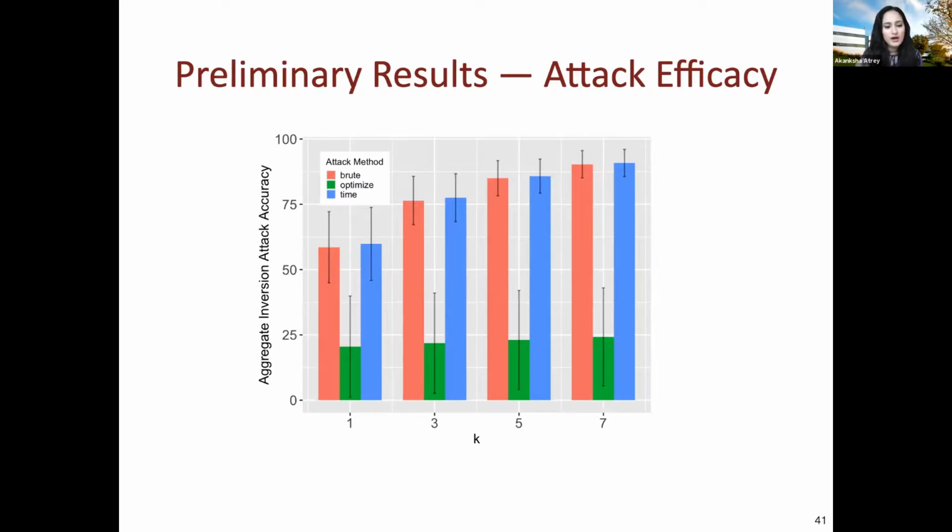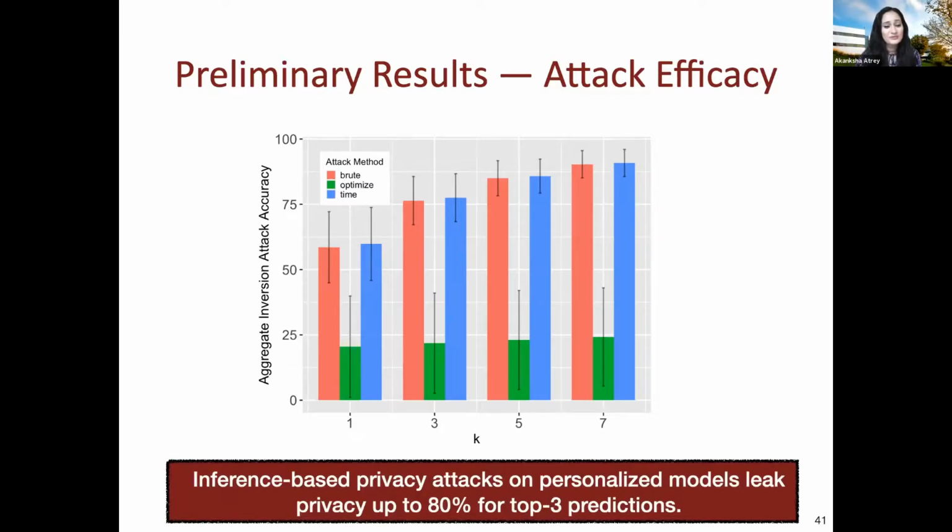Note in the bottom here, the x-axis is K, which is the top K predictions. So if we predict the top 3 locations, is the actual location among the top 3? If we predict the top 5, is the actual location among the top 5? The idea is, of course, it'll grow as we increase K. But the interesting part is there's up to 80% privacy leakage for top 3 prediction, which is still pretty large for something like mobility.